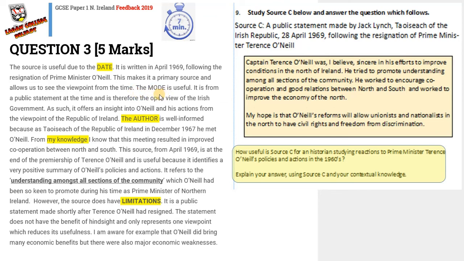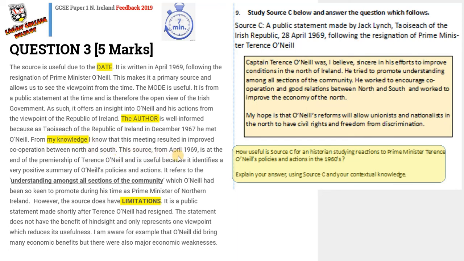The mode is basically what it is, and this is a public statement. That is useful because it's from a public statement at the time and is therefore the open view of the Irish government. As such, it offers an insight into O'Neill and his actions from the viewpoint of the Republic of Ireland. The author: is the author useful? Well, it's Jack Lynch, Taoiseach of the Irish Republic, so it's definitely useful. The author is well informed because as Taoiseach in December 1967 he had met O'Neill. From my knowledge, I know that this meeting resulted in improved cooperation between North and South. So I'm adding my knowledge there.